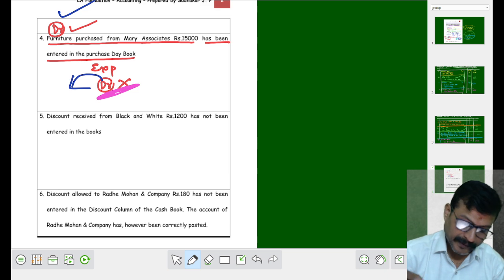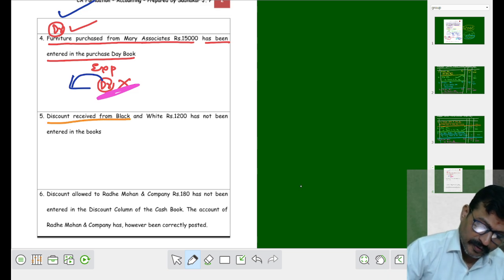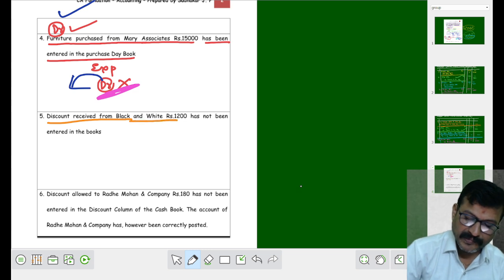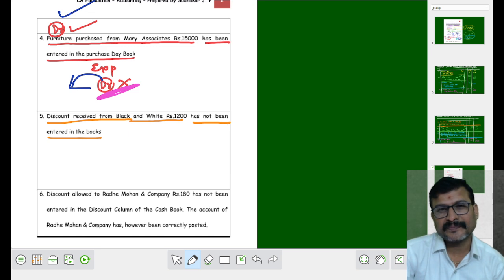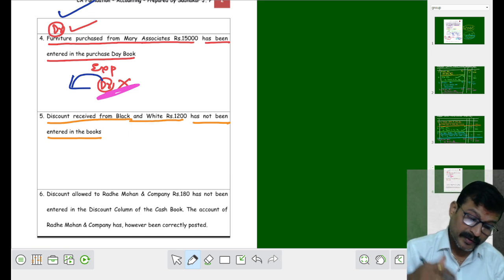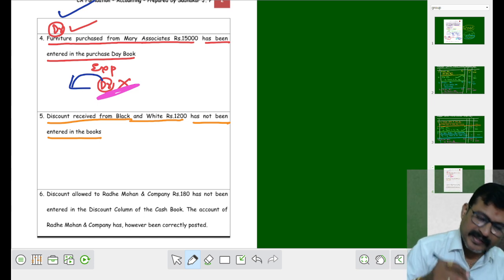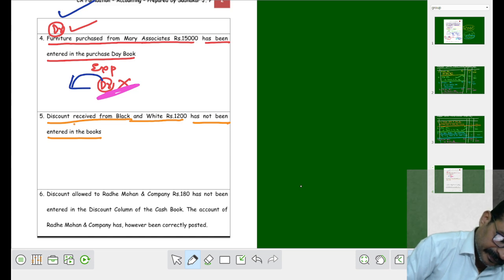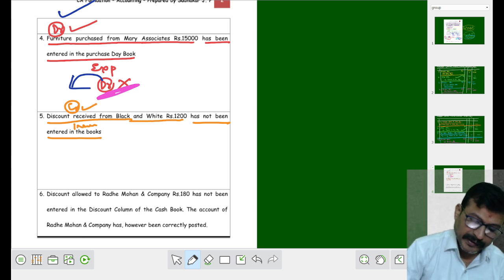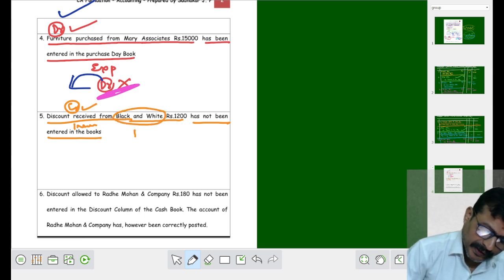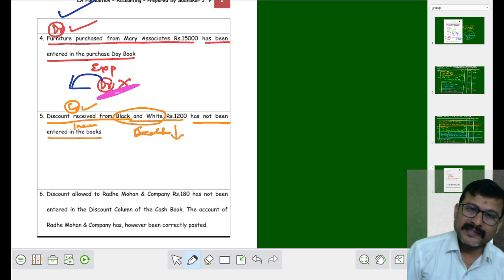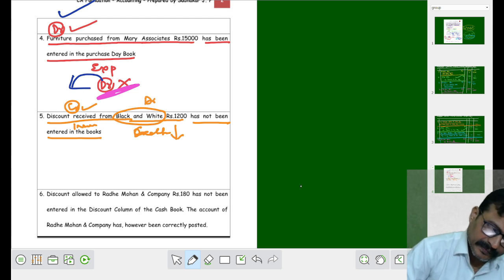See what happened here. Discount received from black and white, 1200, not been entered in the books. What do you mean by discount received? It is an income. Income is to be credited. Then black and white is what? Black and white is a debt, creditors. Creditor decreases, it is to be debited.